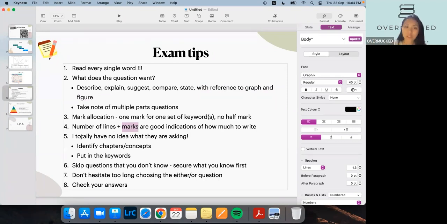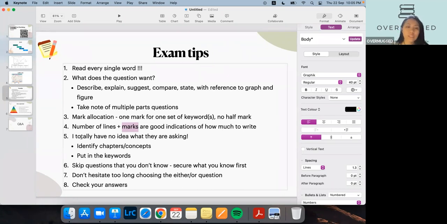If ever, which potentially will happen, you have no idea what a question is about, like those application questions, which are very common at Sec 3 level. You will struggle with application questions. Even Sec 4 students struggle with them. That's fine. The key thing is to identify the concept and then put in the keywords. If you studied all your content, there must be something you know about this question. You can try your best. Skip questions that you don't know. Secure what you know first.